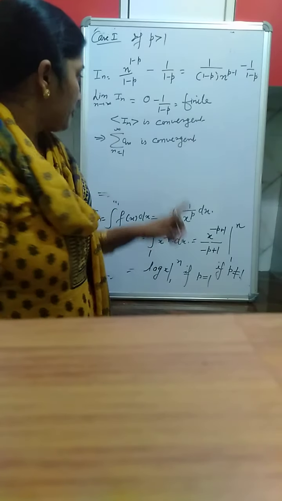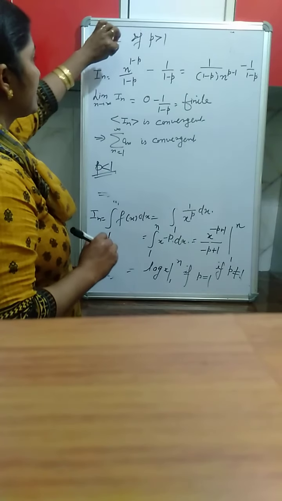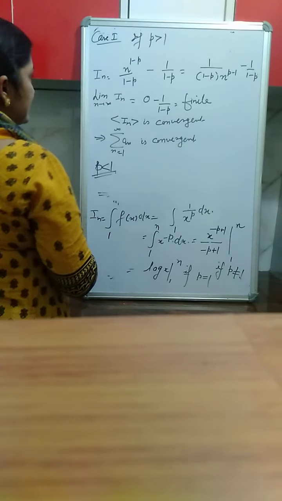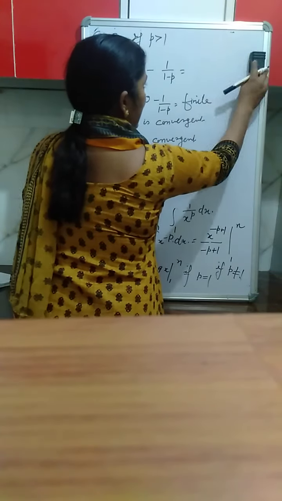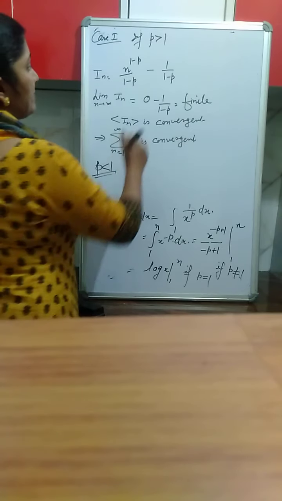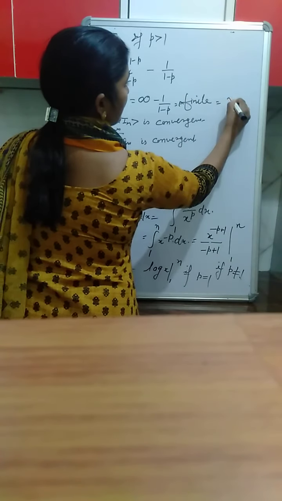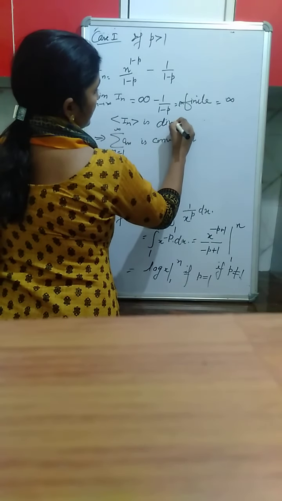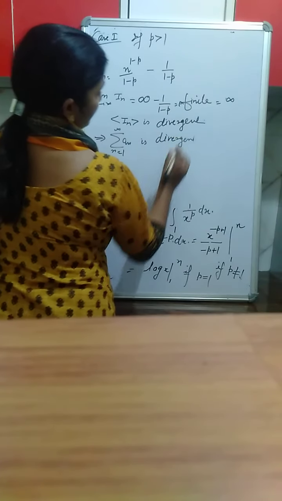Okay, next we see the case if p is less than 1. When p is less than 1, the power over there is positive. So we write this as like this. And when we take n approaches infinity, it will be infinity minus a finite quantity, which is infinite. Okay, and therefore the sequence In is divergent, and hence the series summation an is also divergent.